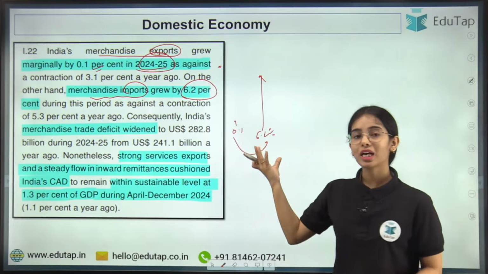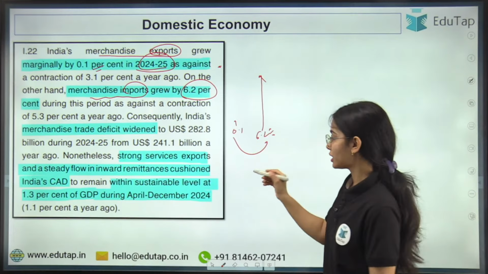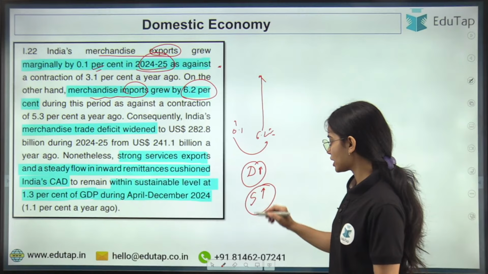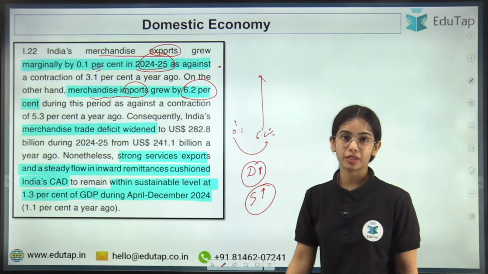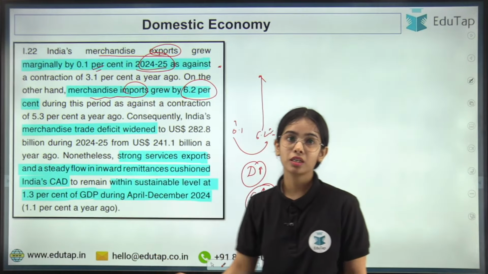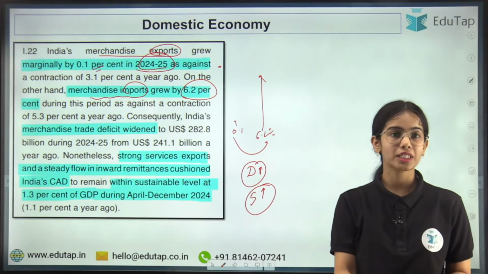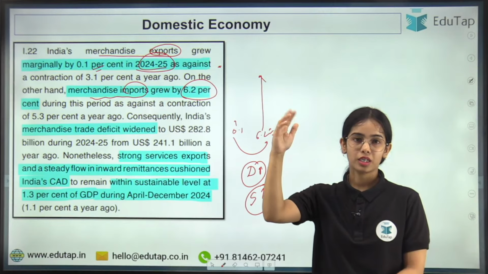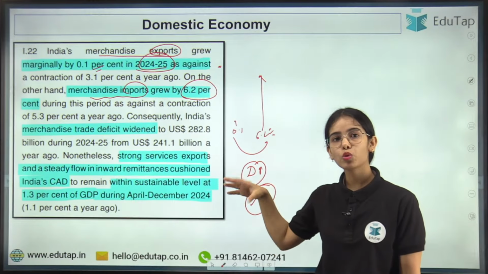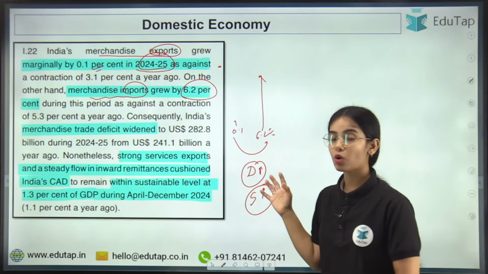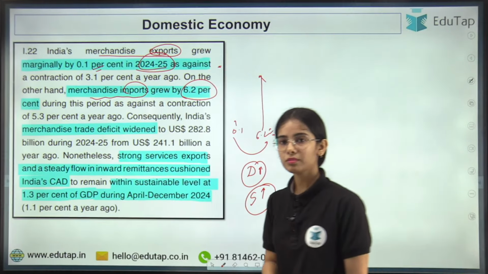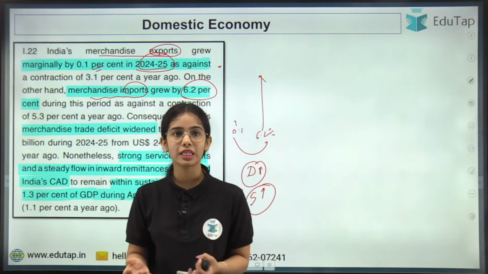So can you tell me whether the deficit will increase or the surplus is going to increase in the country? In the goods trade, the merchandise trade, the exports have grown by 0.1% and imports have grown by 6.2% in the financial year. So will this create more deficit in the goods trade, or surplus, or will it balance out the situation? Deficit, correct. Deficit will increase, okay?